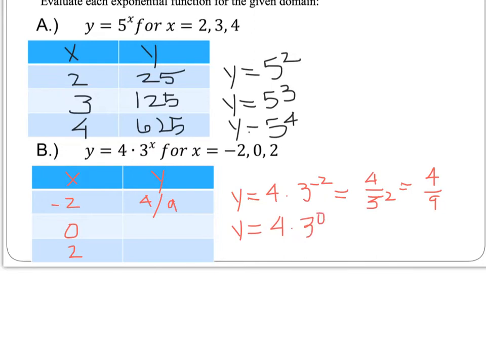Well, anything raised to the power of 0 is 1, so I really end up with 4 times 1, which is 4. And for my final one, I have y equals 4 times 3 to the power of 2, which really gives me 4 times 3 squared, which is 9. So I can see that that's going to give me a value of 36.